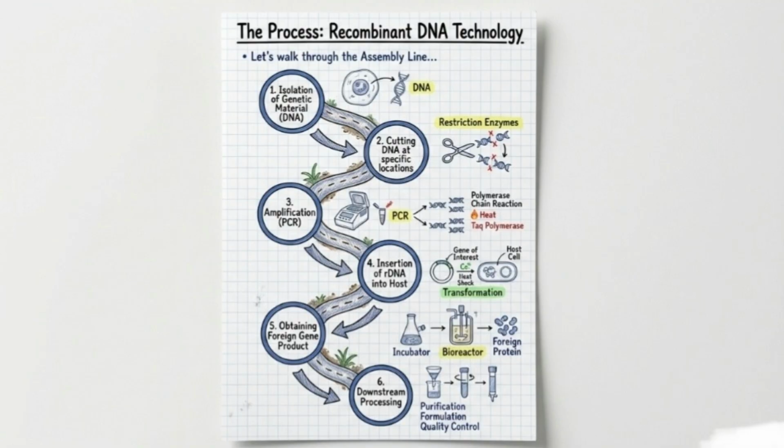Step 6. Downstream processing. Finally, the product undergoes downstream processing, which includes purification, formulation, and quality control, and this completes the process of recombinant DNA technology.